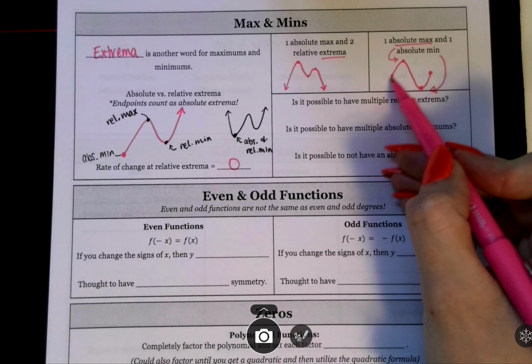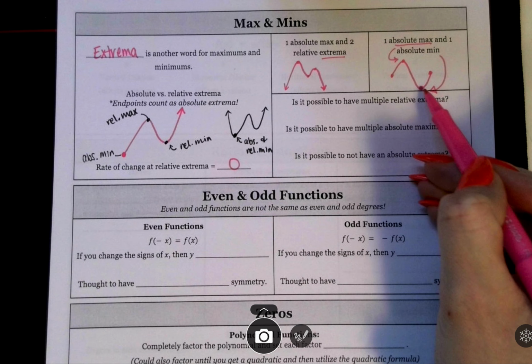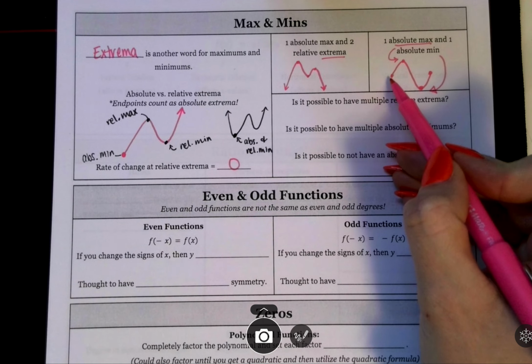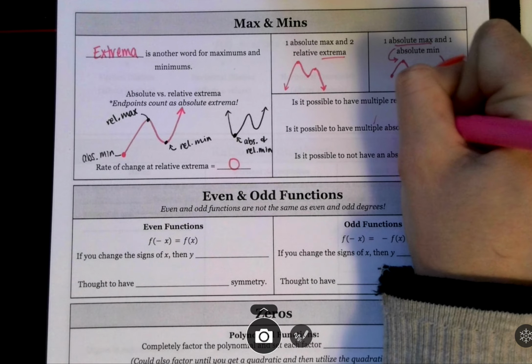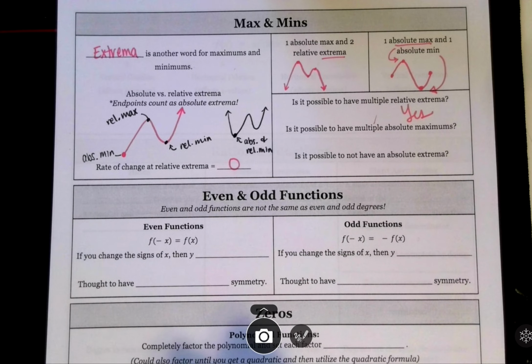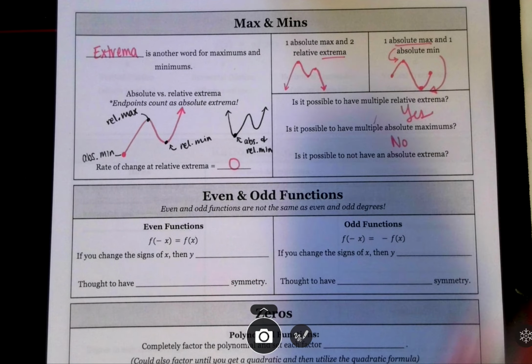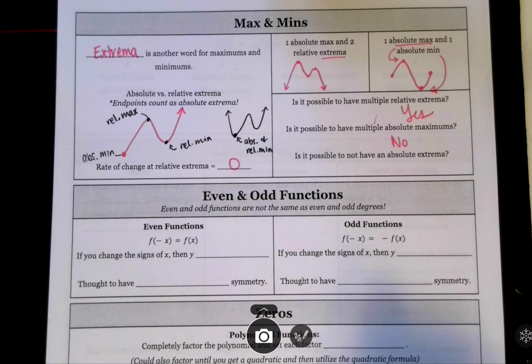If I had arrows where it would go down forever, this would no longer be an absolute min because my graph would go further. So is it possible to have multiple relative extrema? It is. We sketched some, so we can say yes. Is it possible to have multiple absolute maximums? It is not. You can't have multiple absolutes because absolute means it's a maximum or higher than everything else.